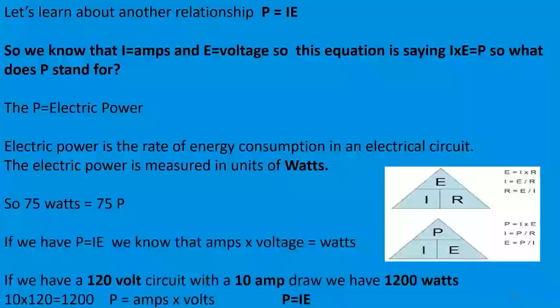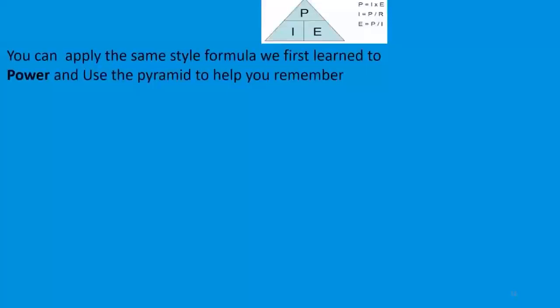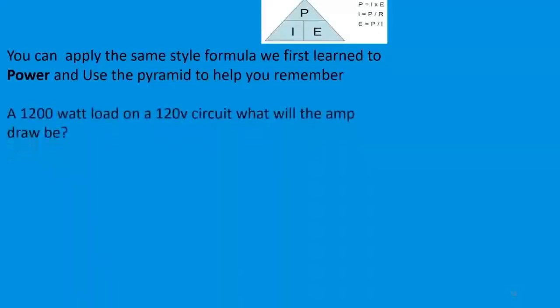If we have P equals IE, then we know that amps multiplied by voltage equals watts. If we have a 120 volt circuit with 10 amp draw, then we have 1200 watts. 10 multiplied by 120 equals 1200. P equals amps times volts. P equals IE. You can apply the same style formula that we first learned to power and use the pyramid to help you remember.